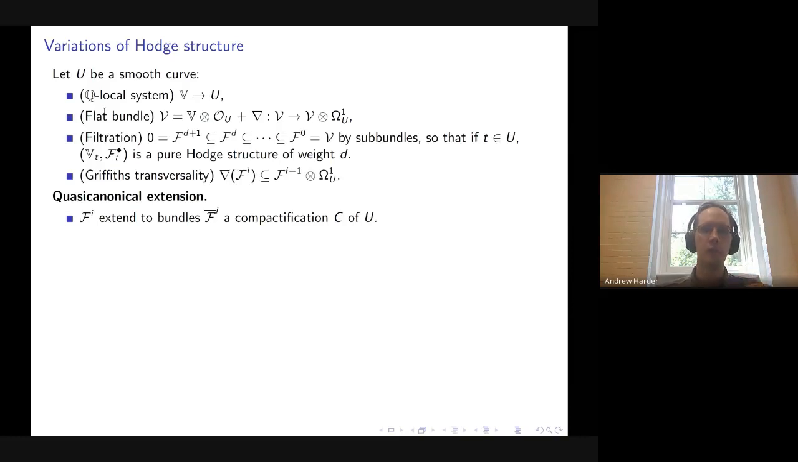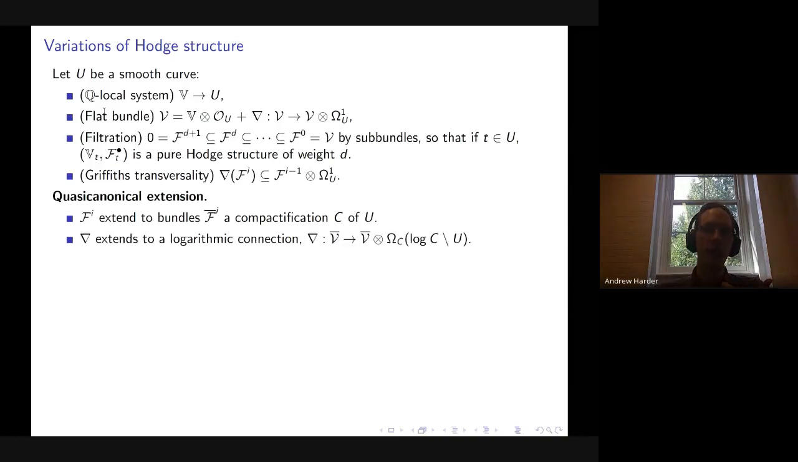And so a little bit more fine is what is called the quasi-canonical extension of this variation of Hodge structure. So we can't extend the local system V to a local system on U, but we can extend the Hodge bundles to bundles on a compactification of U. So this will be F bar. So we can also extend the connection nabla to a logarithmic connection. I'm not explaining how this is done, but this can be done in some sort of nice way. So we extend to a logarithmic connection, and I'm going to let these E^{i,d-i} be the quotients of these extended bundles.